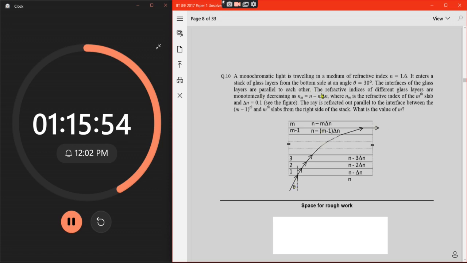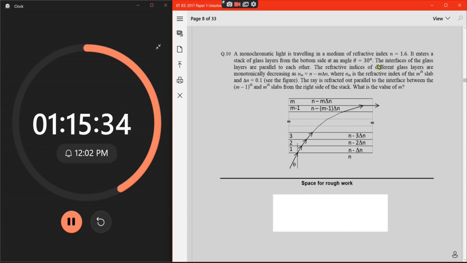Okay, it goes like this. The refractive index of the different glasses is notably increasing as n_m equal to n plus m delta n. The n_m is the refractive index of the mth glass, and delta n equal to 0.1. See figure. The ray is refracted parallel to the interface between the (m minus 1)th and mth glass. What is the value of m?